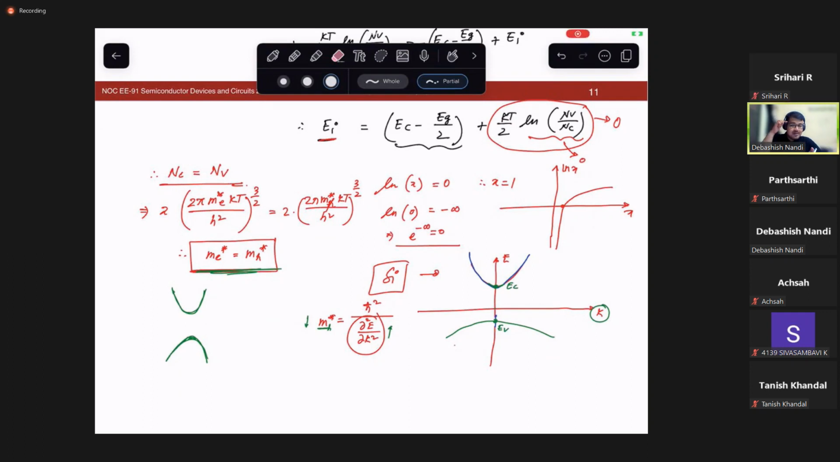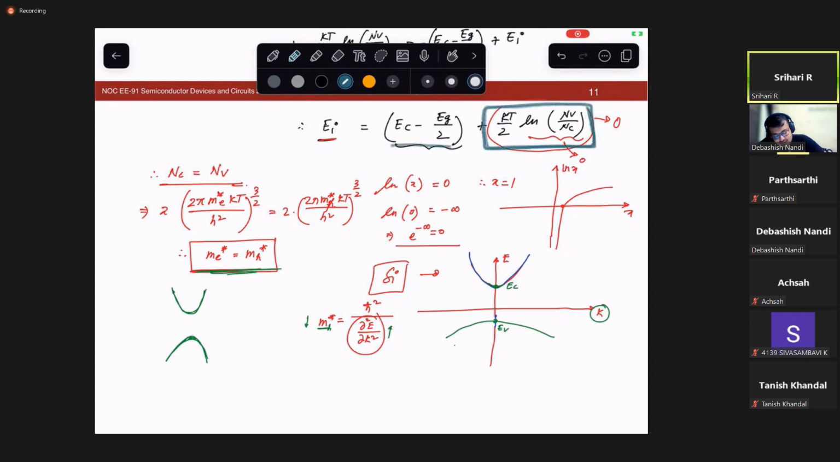This session is designed such that I cannot explain much more theory. But you can actually calculate how different the intrinsic level is from Eg by 2. You can see it from this formula. What do you need for this to get calculated? You just need the effective mass values.